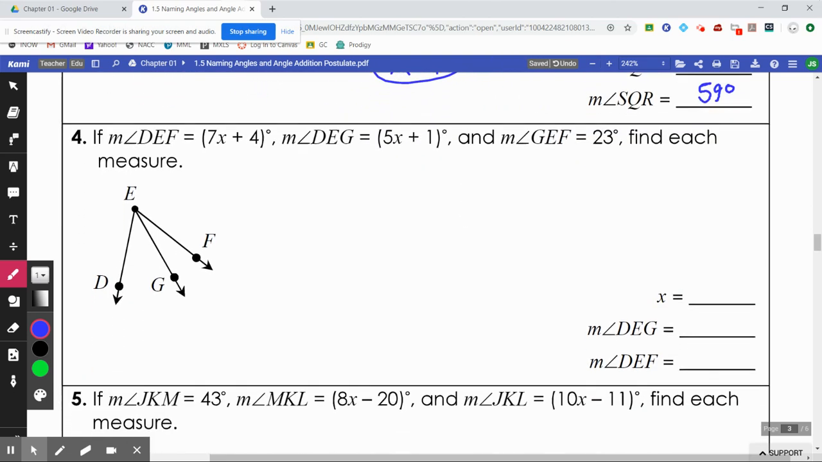Okay, DEF. D to E to F. That's the whole thing. DEF is 7x plus 4.